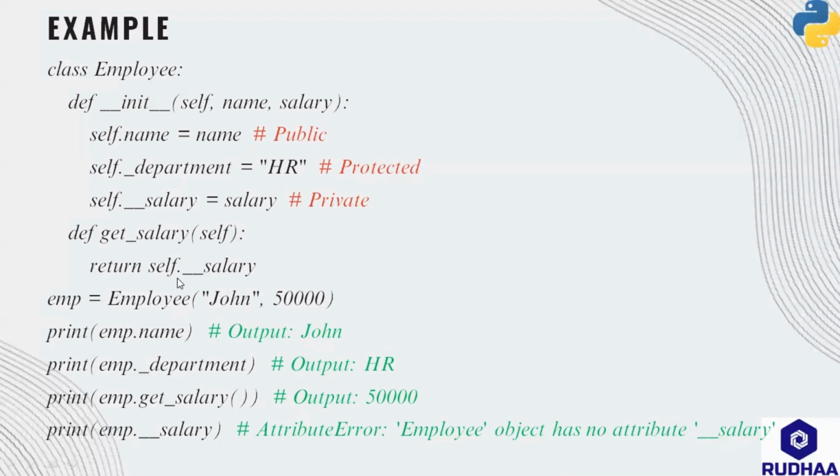So here you can see this employee object is showing that it does not have any attribute called salary, since it is a private attribute. So this way you can hide the access of any object in the class. So this is an example for encapsulation. Now we will move on to the Python editor, and we will try to solve some programs.